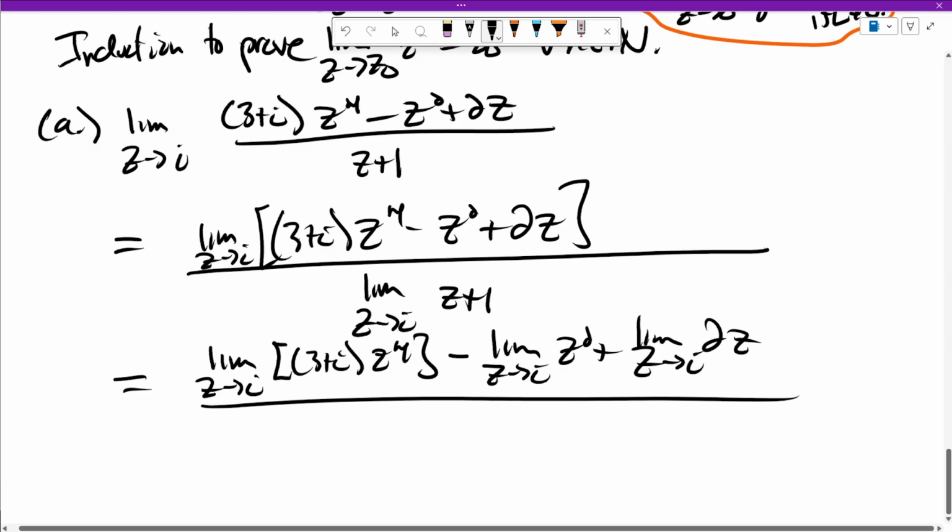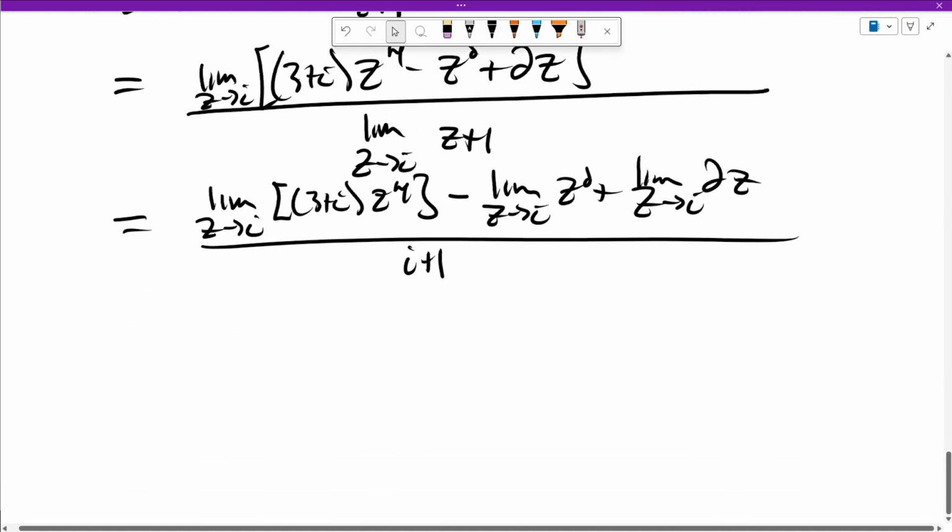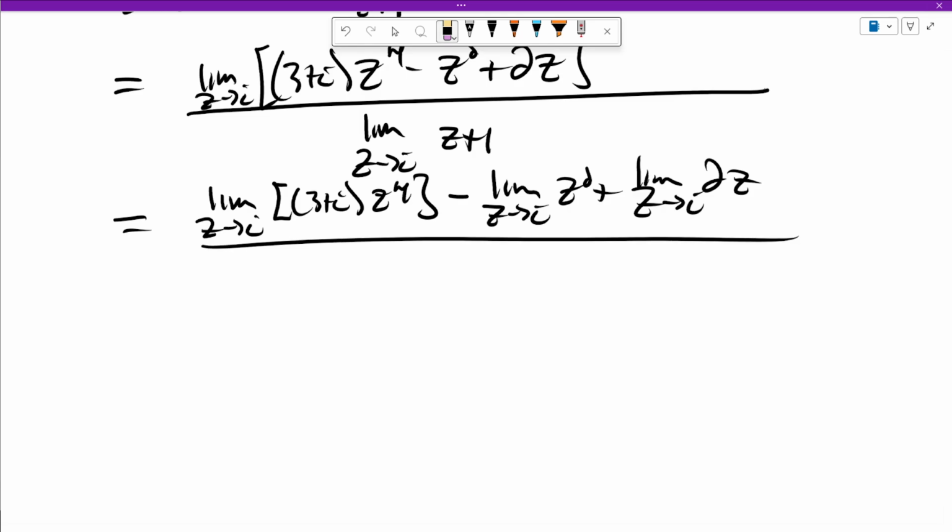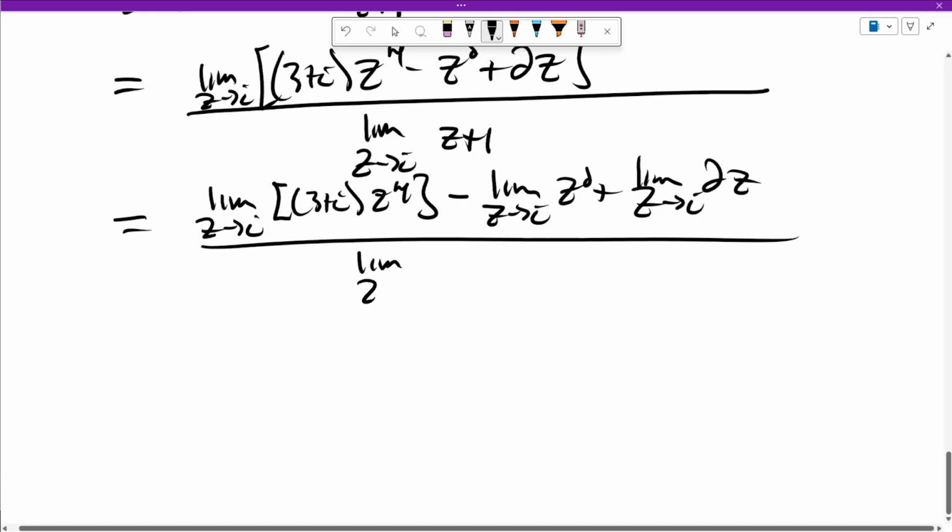In the denominator, we can just plug in our i. There's no issues there. Or actually, let me do one intermediate step just to illustrate something. We'll break this up under plus. Ooh, that's a lot of limit symbols.